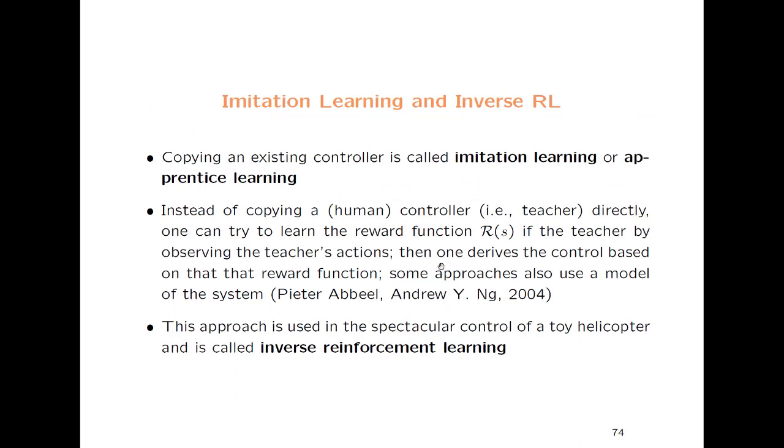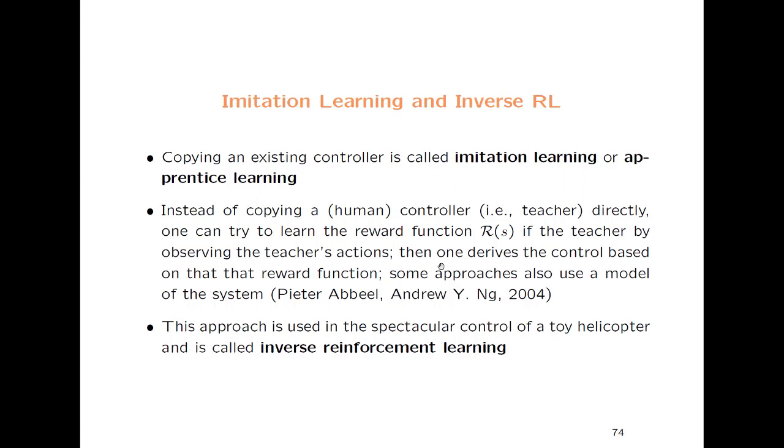Another idea, as we mentioned briefly before, is imitation learning. So you have an existing controller, which is a map from maybe state to action, and maybe this controller is a human being, and you learn this policy or this controller just by imitating the existing controller. It's called imitation learning or apprentice learning.